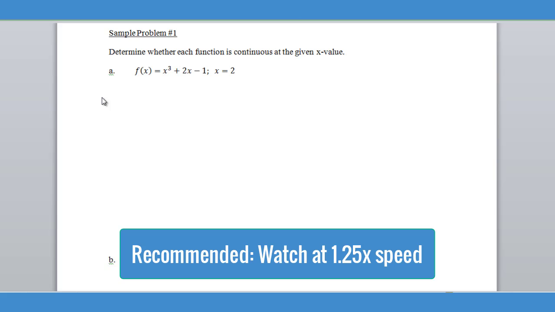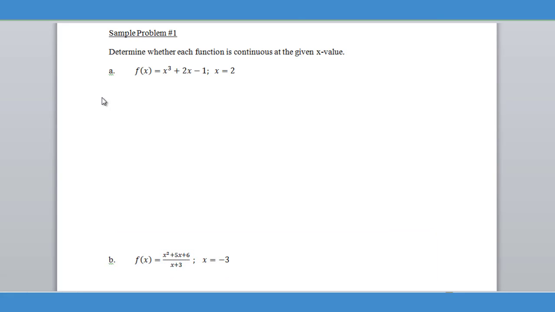Okay, so let's take a look at our first continuity examples here. We've got part A and part B. If you haven't had a chance to work these yet, I suggest you go ahead and pause the video and work these beforehand, and then come back and see how you did.